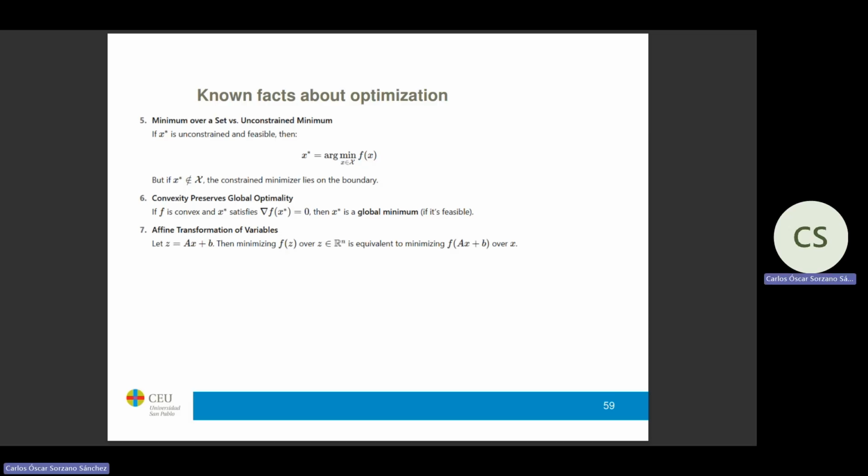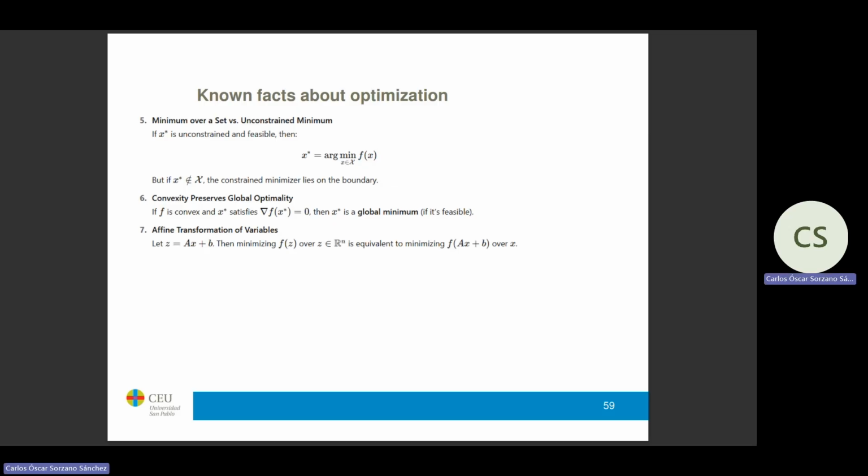If the function is convex and the minimum x star satisfies that the gradient is zero, then it is a global minimum. We don't have to check second order conditions or whatever, because f is convex. If the gradient is zero, then it has to be a global minimum.